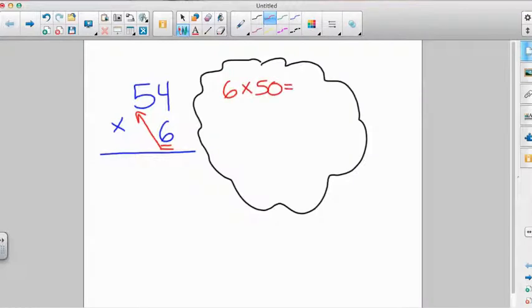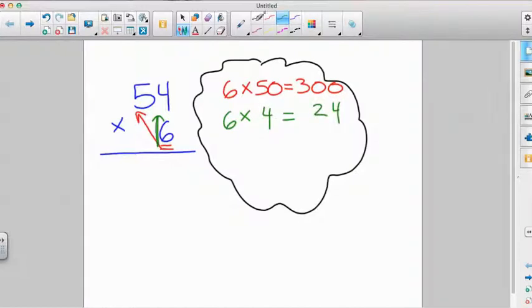And 6 times 50, many students see it as an easier math problem because we're very familiar with the math fact that 6 times 5 is 30, but we have a 0 in one of our factors, so our product actually has to add a 0 to the end of that. So 6 times 50 is 300. The next step is that we'll take our 6 and we'll multiply it by the 4. And again, the 4 is in the ones place, so this portion of the partial products method is just 6 times 4. And 6 times 4 is 24.